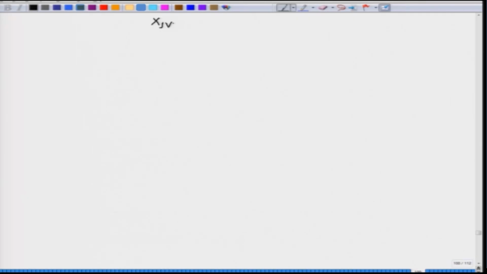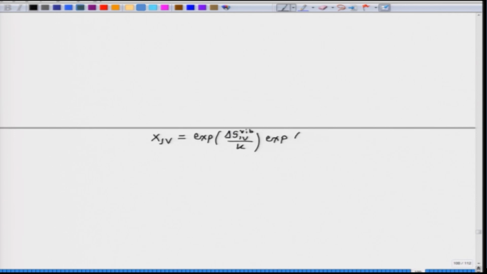So, just quickly a refresher, you got the expression for mono vacancy concentration x1v as exponential ΔS1v vibrational divided by k times exponential minus ΔH1v divided by kT, where ΔS1v vibrational denotes the vibrational entropy change associated with the formation of a mono vacancy, and ΔH1v denotes the enthalpy of formation of a mono vacancy. k is the Boltzmann constant and T is the temperature in Kelvin.